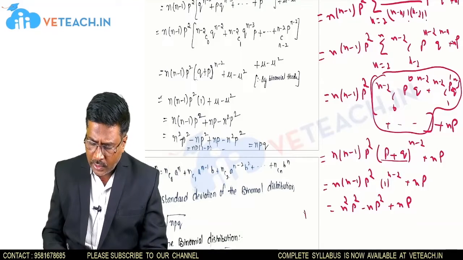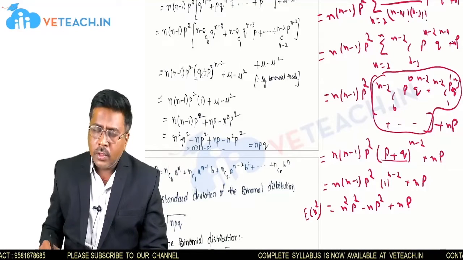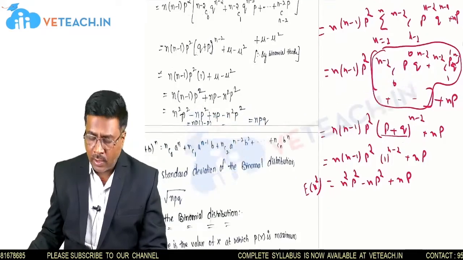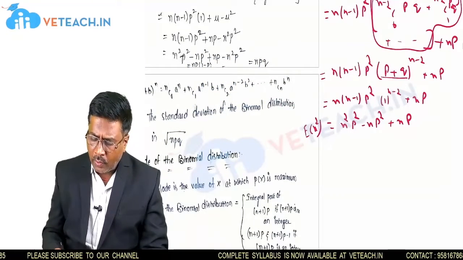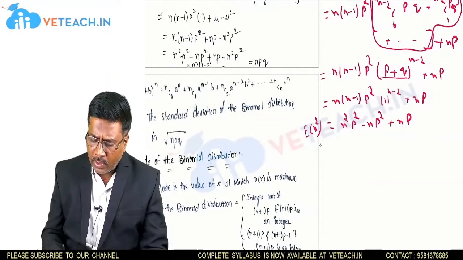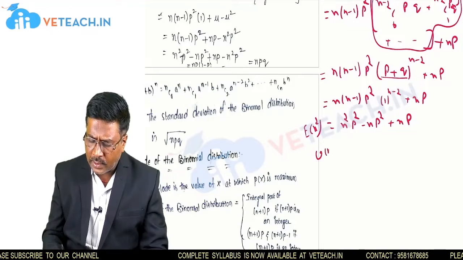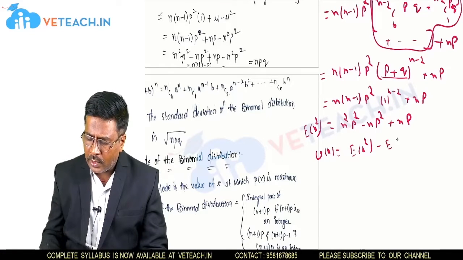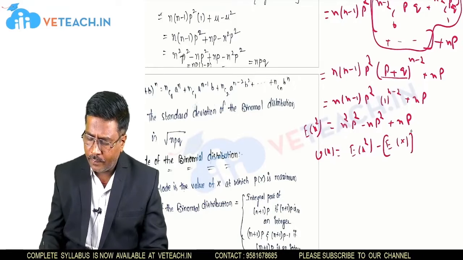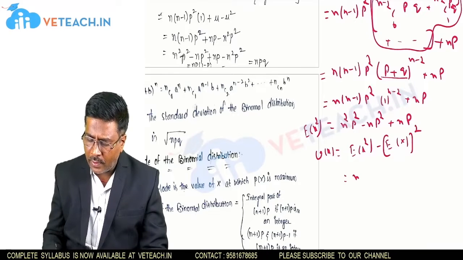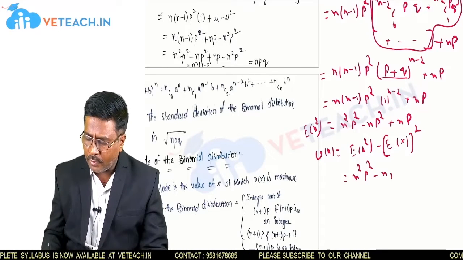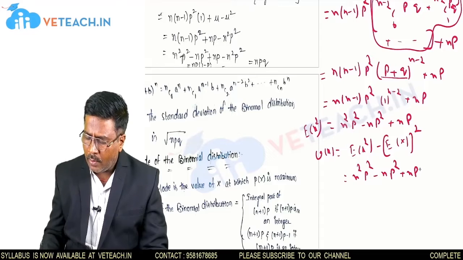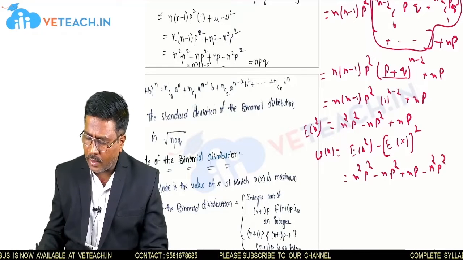So this is E of x square value, that means the second moment of the binomial distribution. I wanted to know the variance value. That means V of x = E of x square minus (E of x) whole square. That is, E of x square value is n square p square minus n p square plus np, minus n square p square.